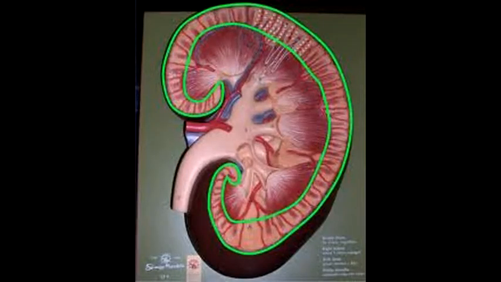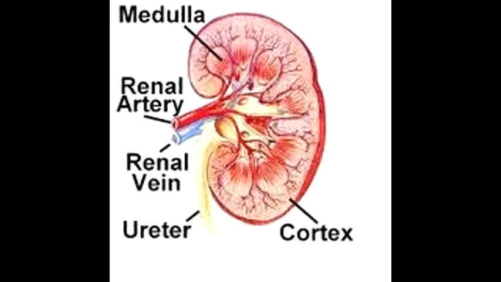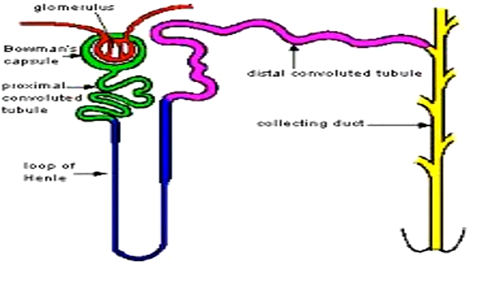The outer layer of your kidney is called the renal cortex, and it is where the glomerulus, Bowman's capsule, and distal and proximal convoluted tubules are located. The inner part of your kidney is called the renal medulla, and this is where the loop of Henle and the collecting duct are located. The parts of the kidney that are responsible for filtering blood are called nephrons.